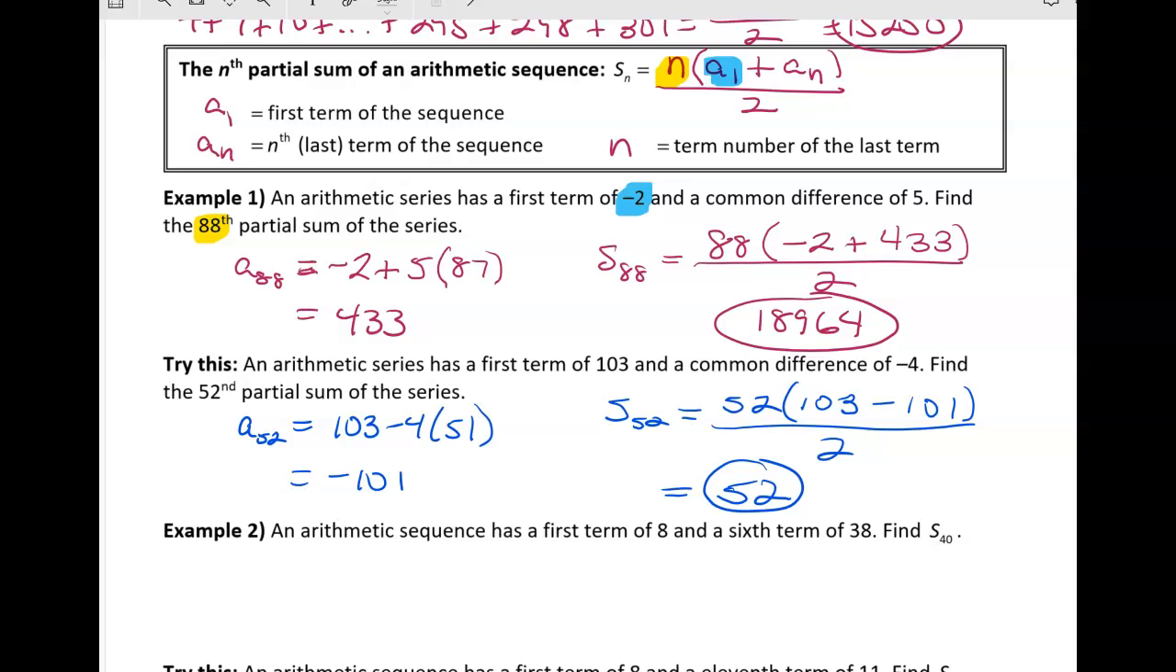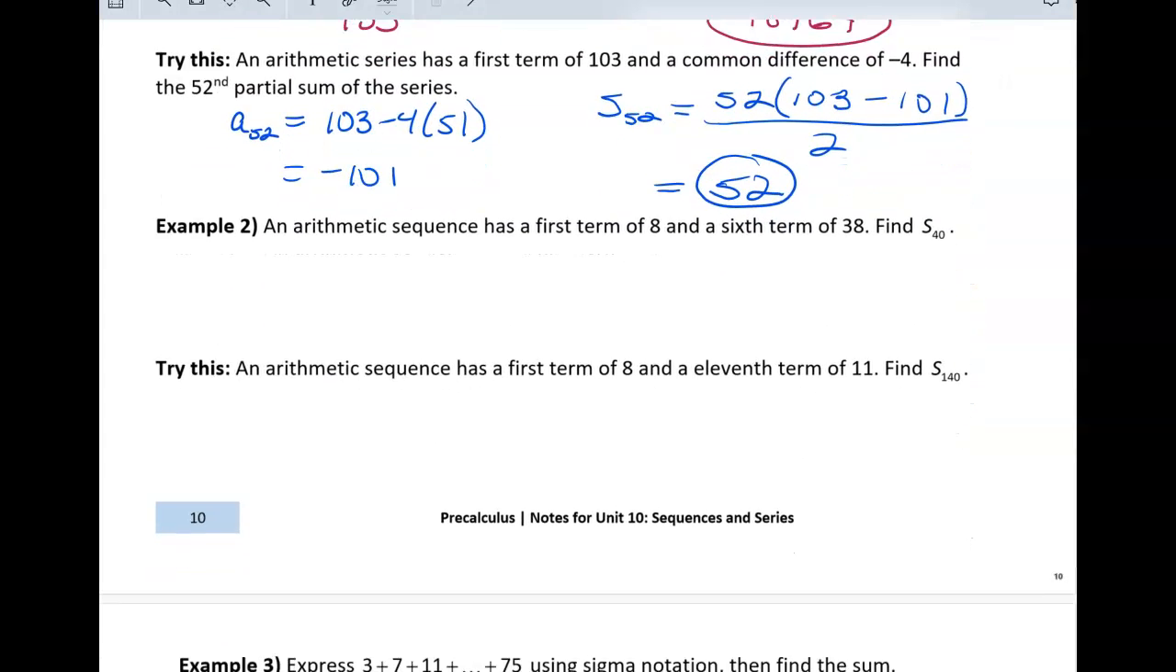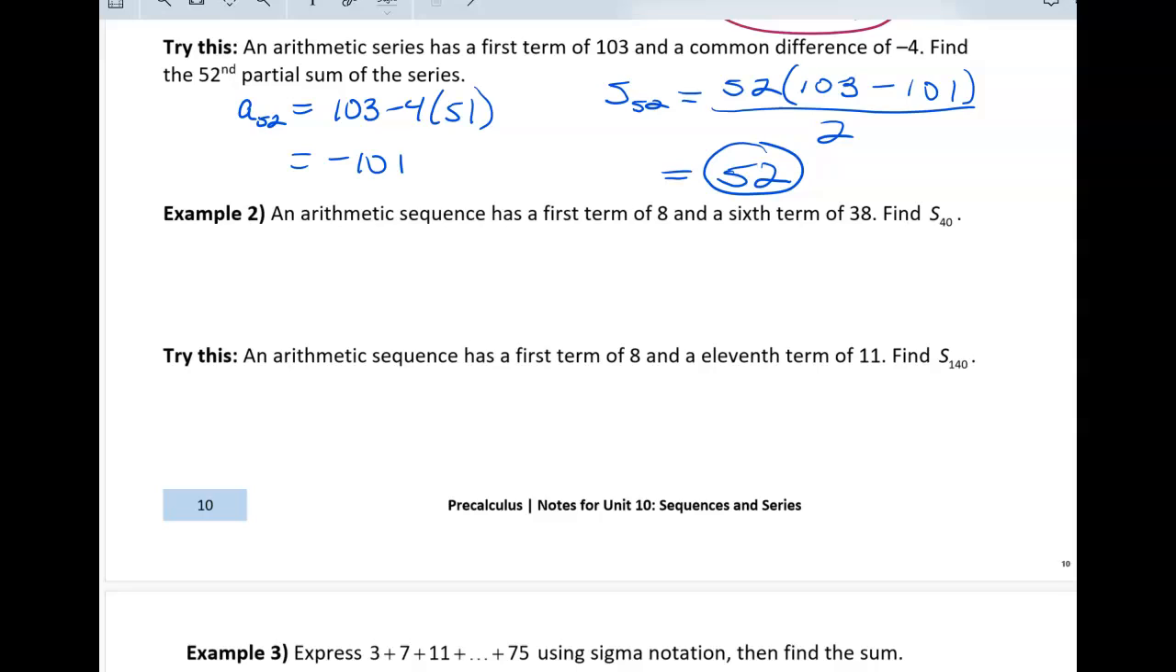All right, let's move on to example 2. This one has a different pattern of things that are given. The arithmetic series has a first term, so we do have that. That's 8. And the sixth term is 38. What we don't have is that common difference. And we want to find the sum of 40 terms. So we'll need to know the 40th term. In order to find that, we need the common difference.